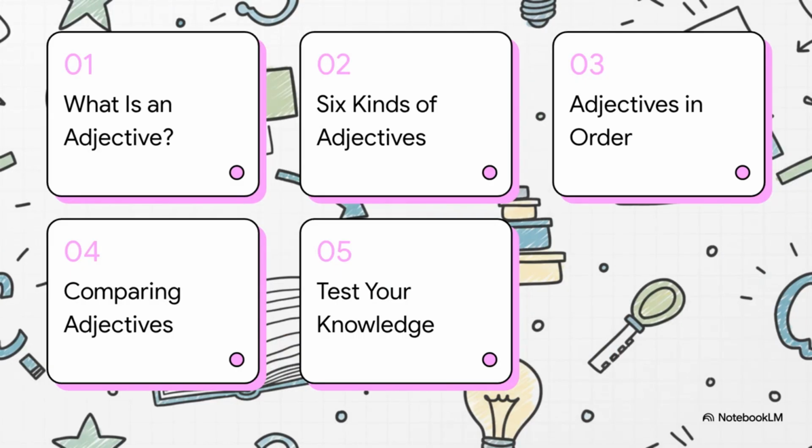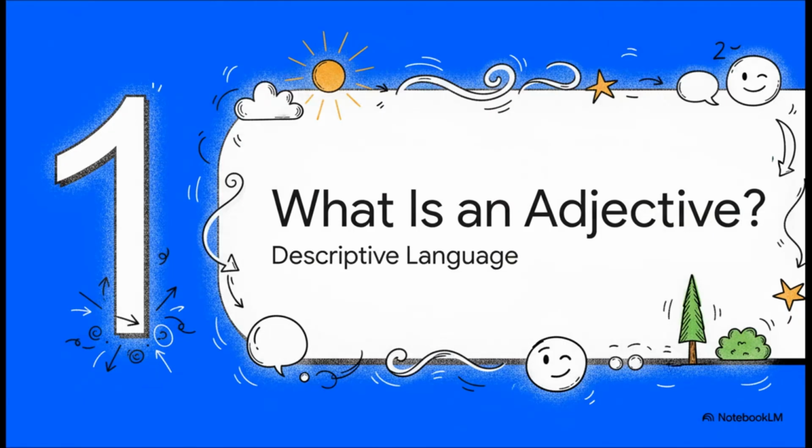So here's our game plan. First, we'll nail down exactly what an adjective is. Then we'll check out the 6 different types. After that, we'll uncover the secret rule for putting them in the right order, and we'll see how to use them to compare things. And finally, you'll get a chance to test what you've learned. Let's get started.